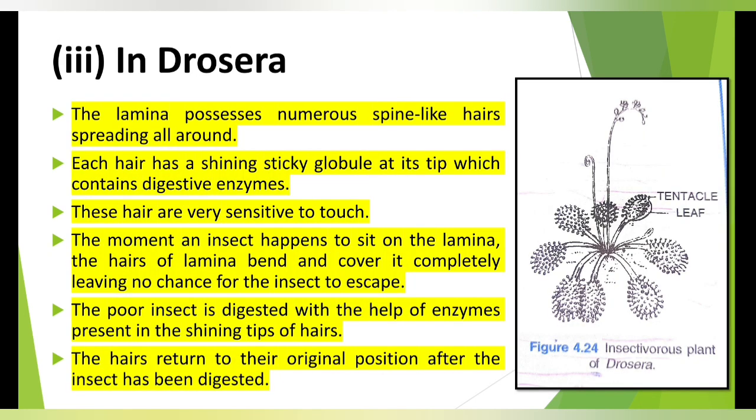Then in Drosera, the lamina possesses spine-like hair. Each hair has a shining sticky globule at its tip, which contains digestive enzyme. They are very sensitive to touch. The moment an insect happens to sit on that lamina, the hair of the lamina bends and covers it completely, leaving no chance for the insect to escape. Because these are insectivorous plants, they capture insects for their requirement. The insect is digested with the help of enzyme present in the shining tip of the hair. The hair returns to its original position after the insect has been digested.